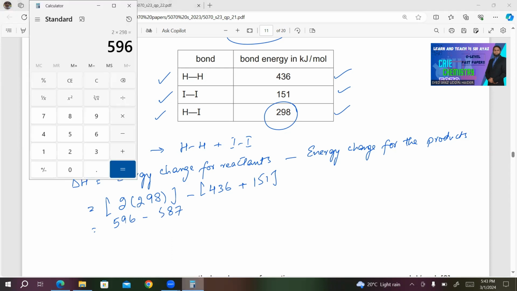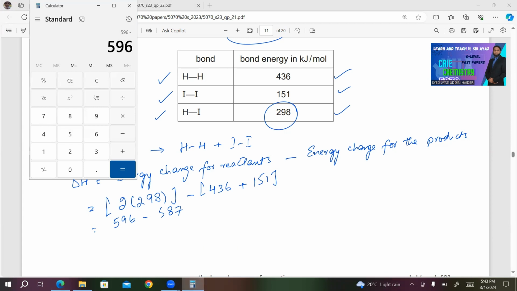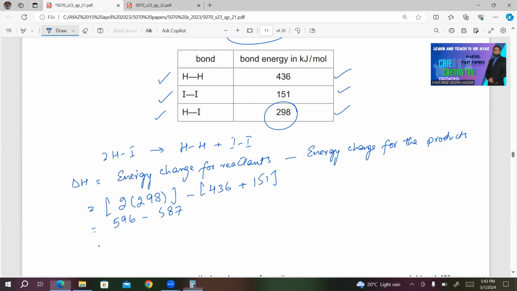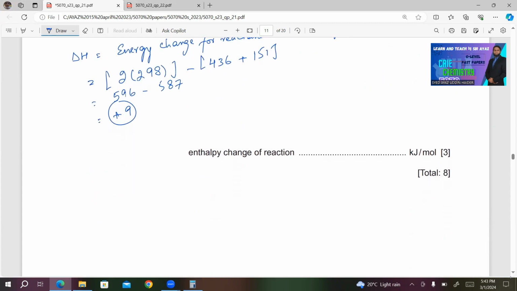So 596 minus 587, plus 9. This will be the final answer for this question. Moving on to next part of this question. I'm writing the answer here.